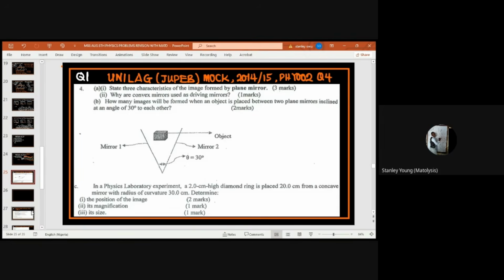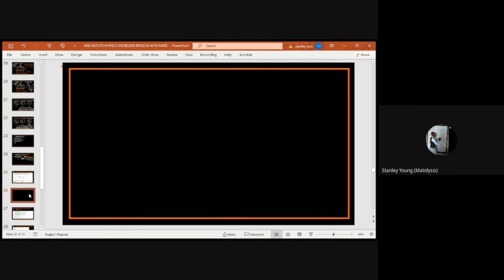Here we have some problems before us. I hope you can see this clearly. It says, state three characteristics of the image formed by a plane mirror. So what are the characteristics of image formed by a plane mirror?